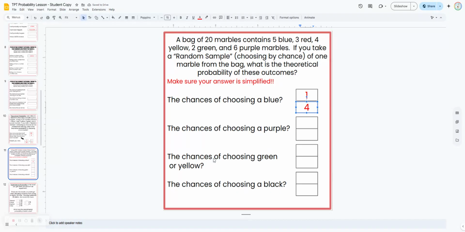When they get down to this one, chances of choosing a green or a yellow. Well, there's 2 greens and 4 yellows, so there's 6 chances out of 20. And if we simplify that, we get 3 to 10.